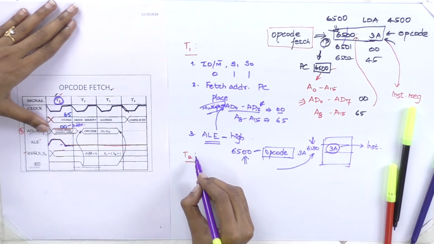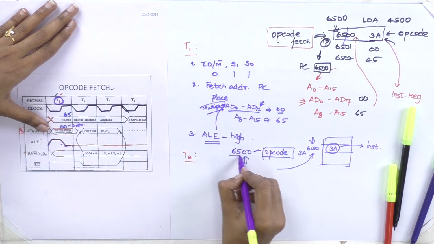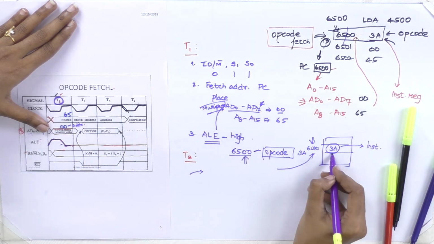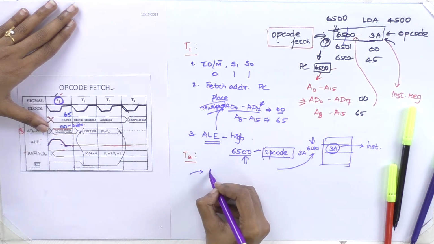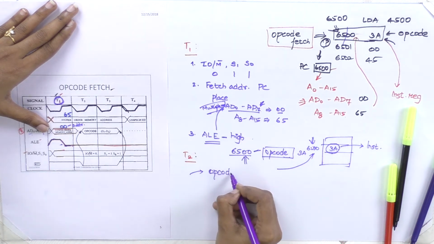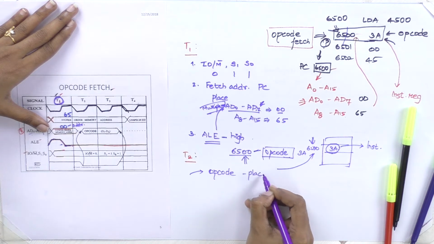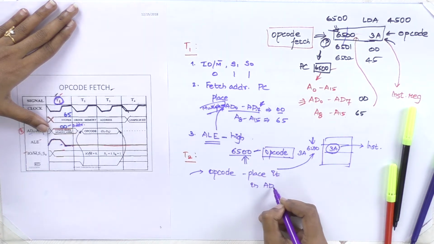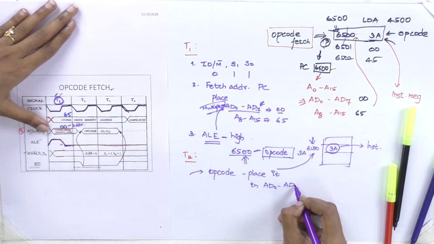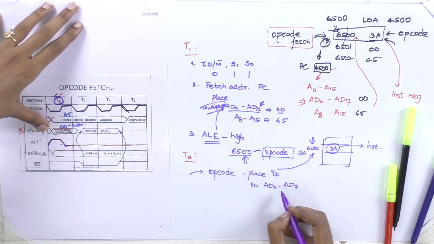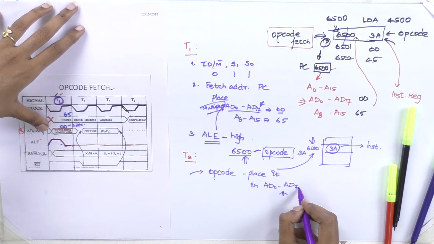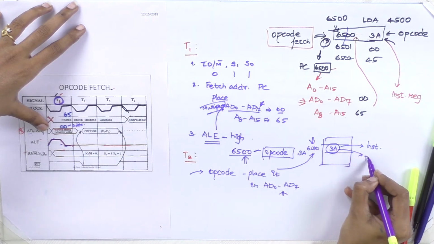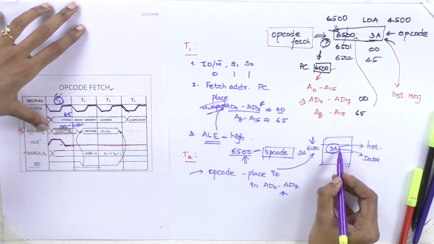At T state 2, the processor knows this address, goes to this address, takes that opcode value and places it in AD0 to AD7. Okay. So why is it placed in AD0 to AD7? Because it considers this 3A as data. So it will consider this 3A as data.